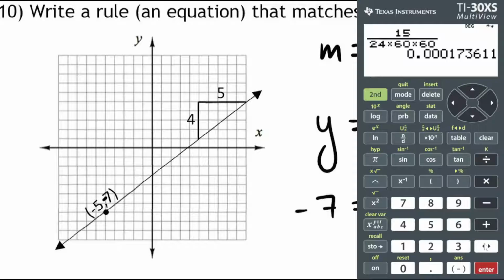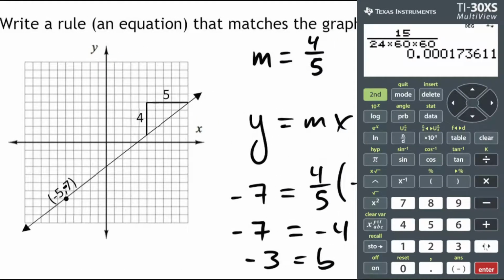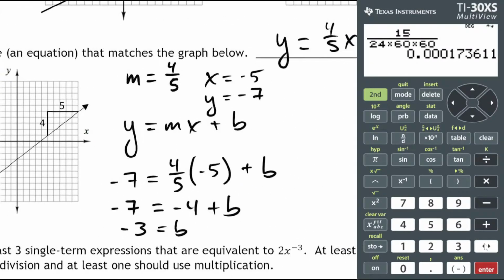Well, that's nice. It almost makes a giant 1, except it's going to make it negative, right? 4/5 times negative 5 is going to be a negative 4. So this is negative 4 plus b is negative 7. What did I do? I just multiplied 4/5 times negative 5. And then I'm going to add 4 to both sides. So I get negative 3 is b. Well, guess what? B is exactly what it looked like it was, right? It was exactly at negative 3. So the equation of this line is y is equal to 4/5 x minus 3.